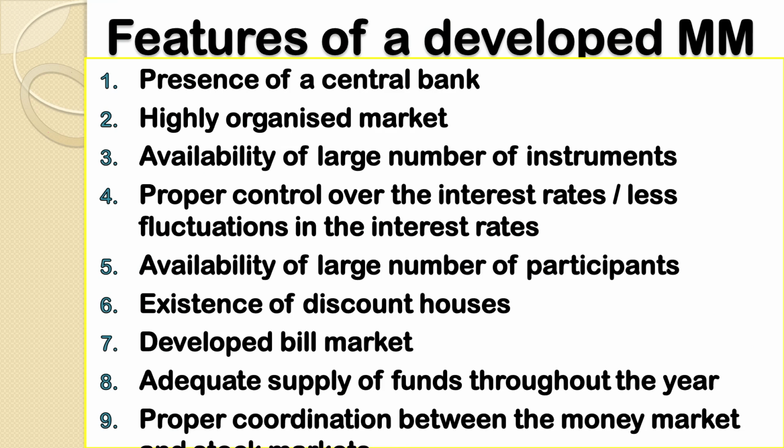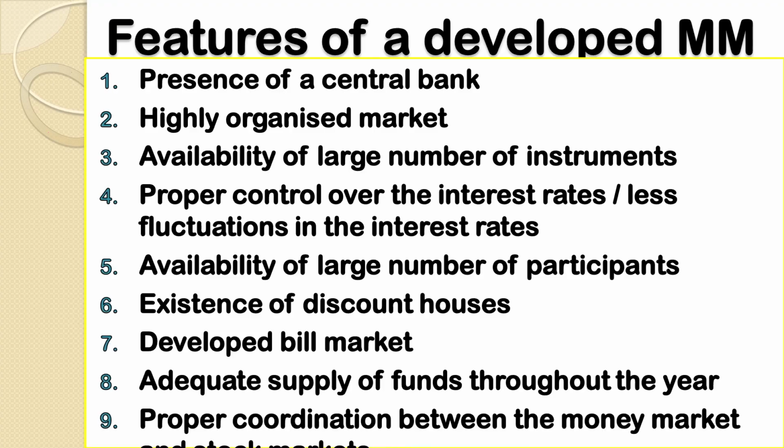Now, the fourth important feature is that there must be proper control over the rate of interest. The rate of interest prevailing over all the instruments traded under that money market should not have huge fluctuations. Now, in organized or developed money markets, it is seen that the number of instruments is very large, but the rate of interest applicable upon those instruments is not highly fluctuating. There is less difference between the rates of interest of two or more instruments. Those are not highly volatile in nature.